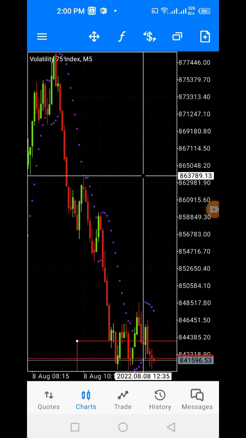Lot size is the killer. Don't be greedy. Greediness kills in trading.